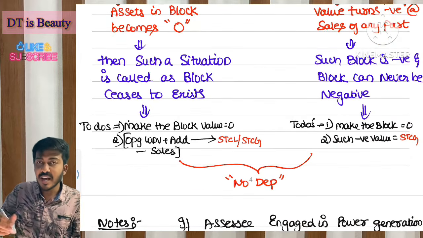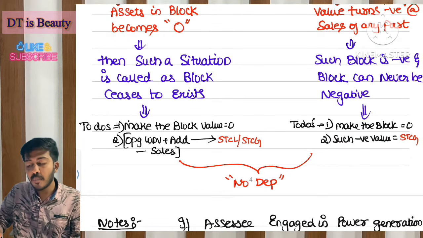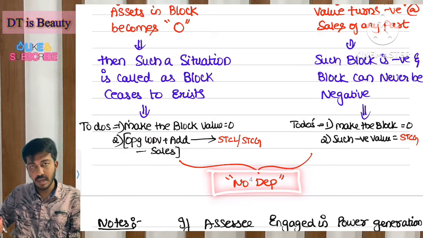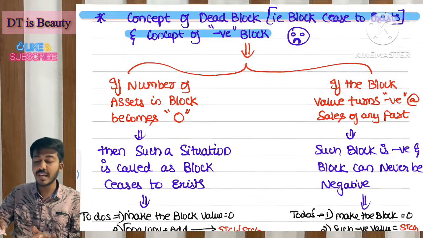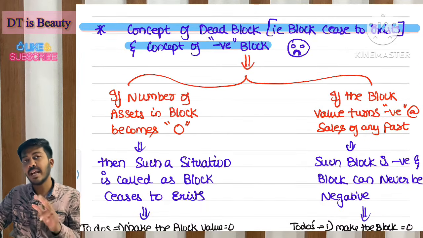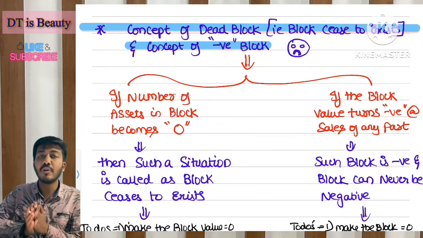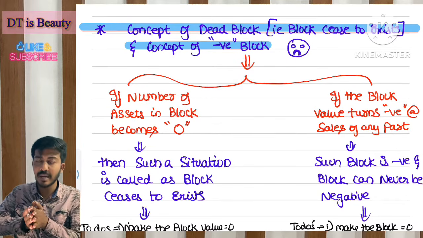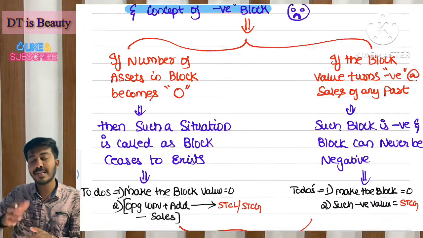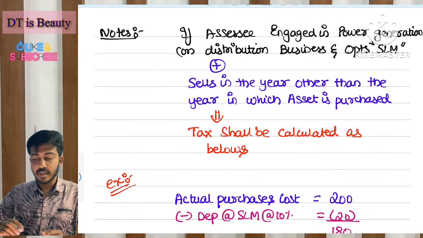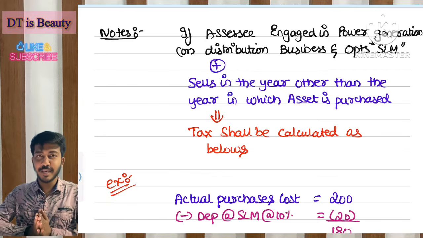In the year where the asset ceases to exist or the block has become negative, you should never calculate depreciation. Simple. This is about the WDV asset. Come to the SLM asset. SLM asset is normal. You will have to calculate based on various methods in companies, for the Companies Act or in accounts. Similarly, even in income tax, asset by asset, you can calculate as per accounts.